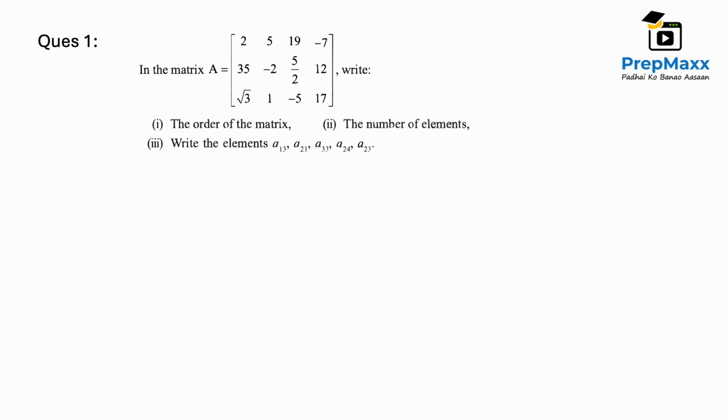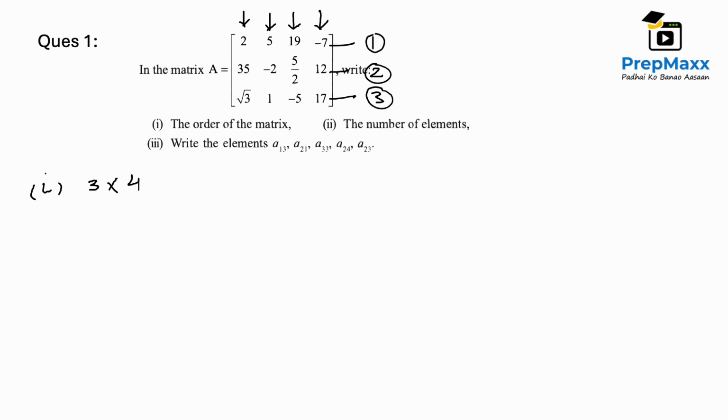So we can count the number of rows first. How many rows are there? You can observe there are three rows. This is the first row, this is the second row, and this is the third row. And similarly there are four columns. This is the first column, this is your second column, this is the third column, and this is the fourth column. So there are three rows and four columns, so therefore the order is going to be 3 times 4.